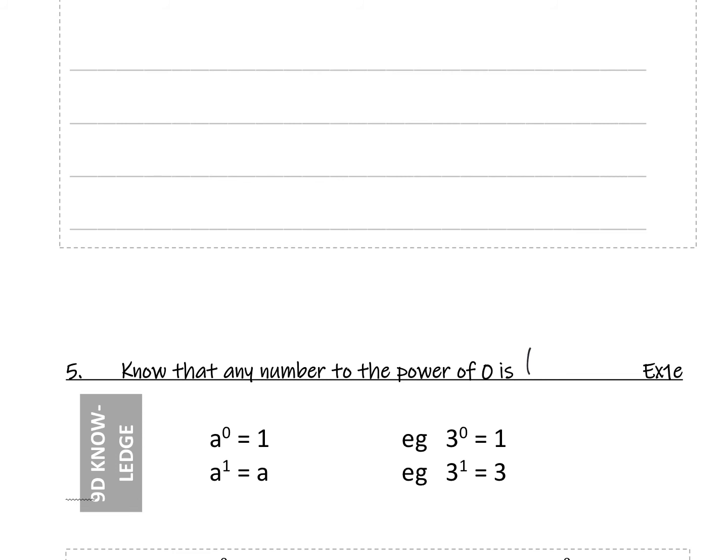And just from earlier on, we actually had this before, where if there is no power there, it doesn't mean 0, it means 1. So 3 means 3 to the power of 1.